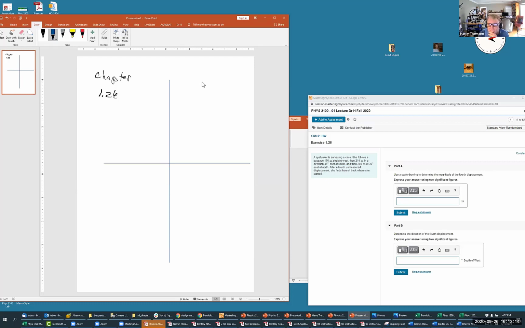So she follows the passage straight west. Okay, so I don't see any reason not to use the x-axis as straight west, right? So why not? So 170 meters.